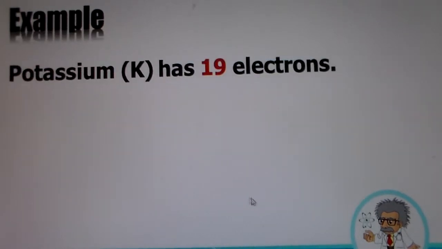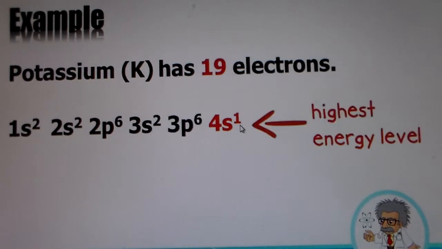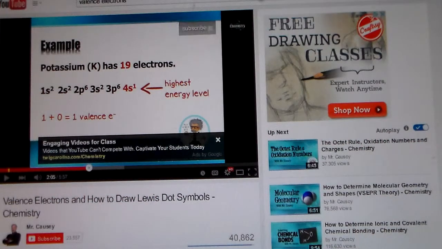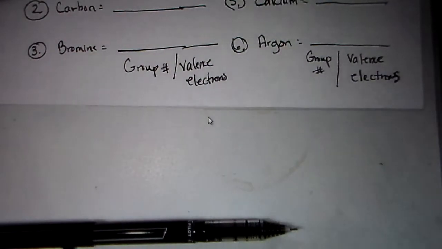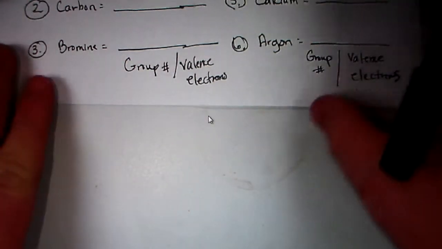Another example, how about potassium? It has 19 electrons, but if you find potassium on your periodic table, in the symbol K, you'll notice that there is only one electron in the highest energy level, and it's a 4s1. What group is it in? So 1 plus 0, there are no P's, and we have 1 valence electron. Okay, we're not done, but we'll finish that up tomorrow because that goes into some electron configuration. Right now we're just talking about the group number of valence electrons.